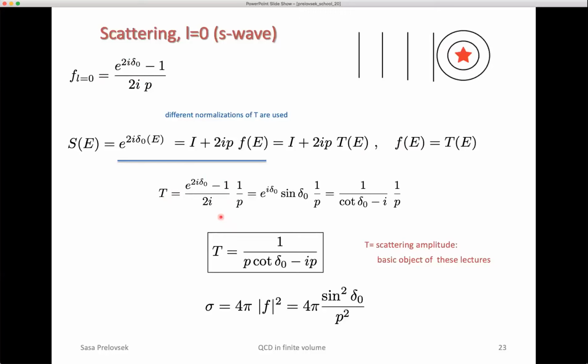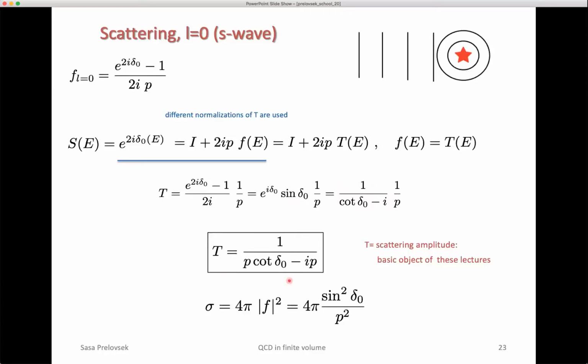And there are three ways of writing it. You can trivially see that it's proportional to sine delta, or it's trivial to see that it's also 1 over cotangent delta minus i. You can check this. Maybe you're not used to this form, but this is the most practical for lattice studies. So in the end, the thing we want to remember is that the scattering amplitude in terms of phase shift is expressed like this, and that's what we'll be using. But maybe you're familiar with other forms.